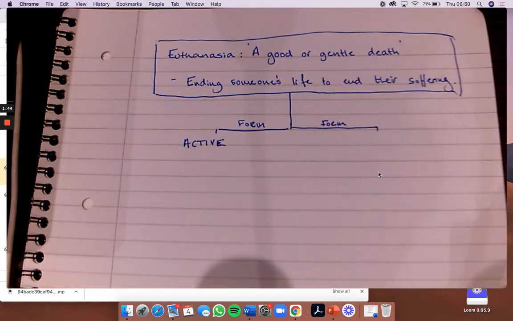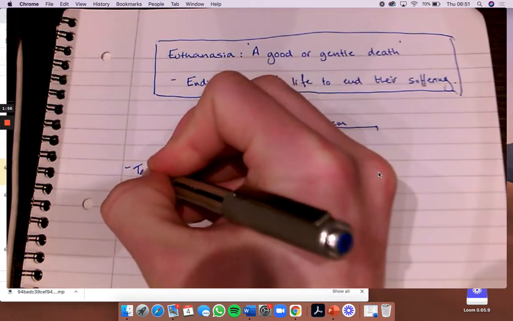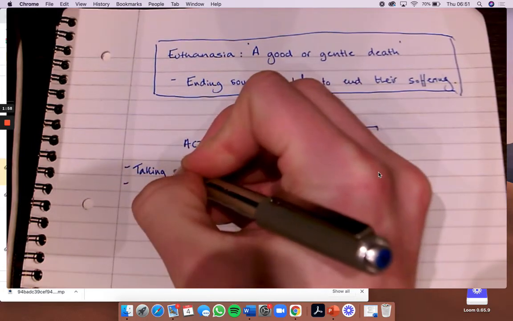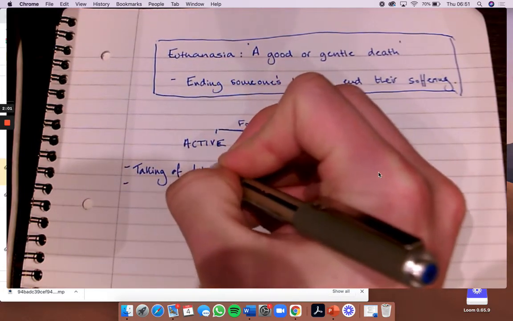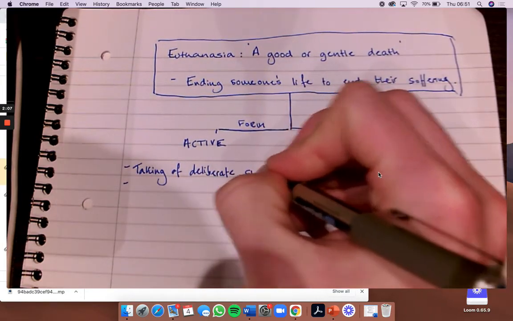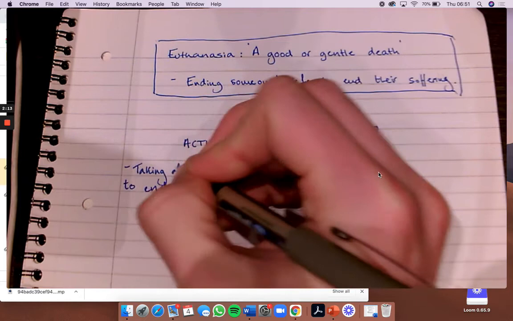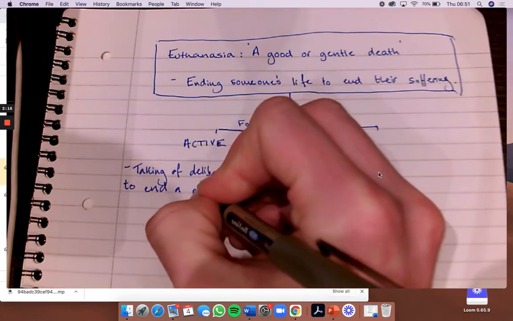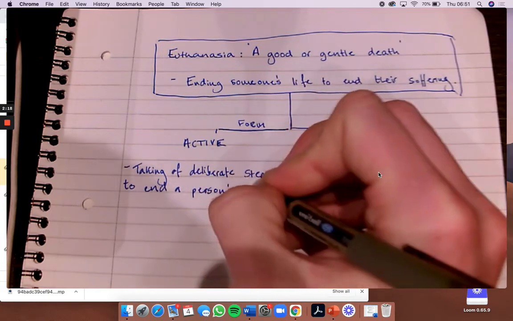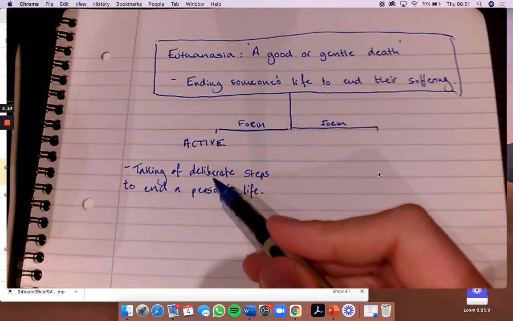Can anyone remember what active euthanasia is? Fantastic. It is the taking of deliberate steps to end a person's life. The key word here is deliberate steps.